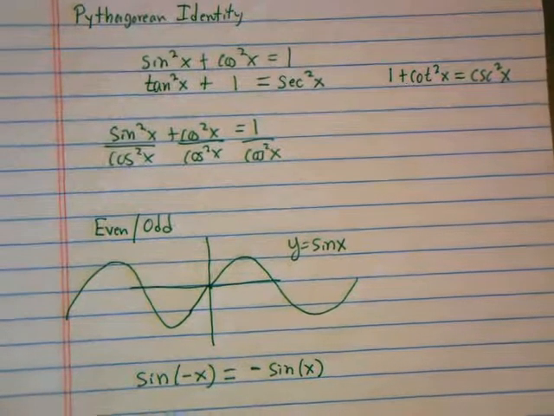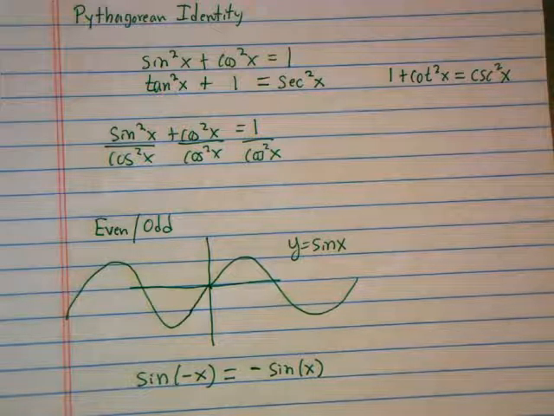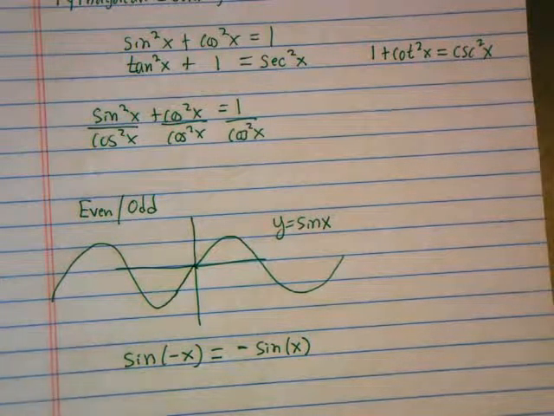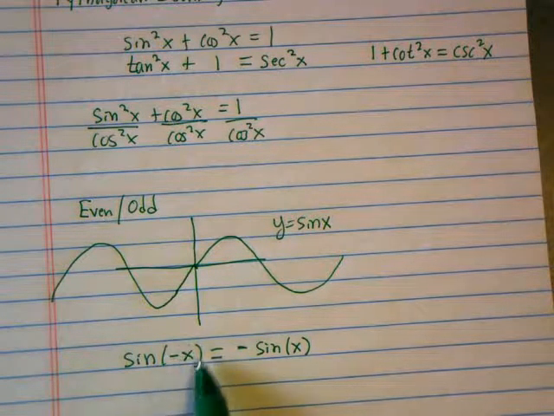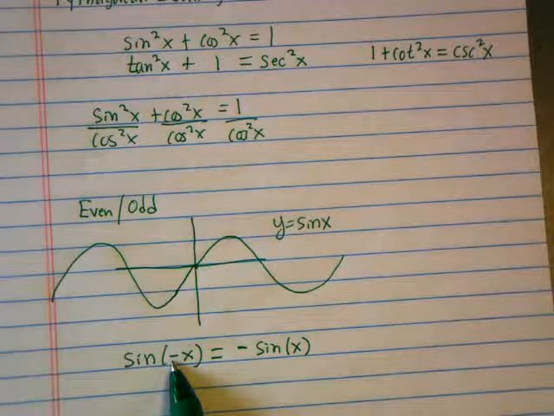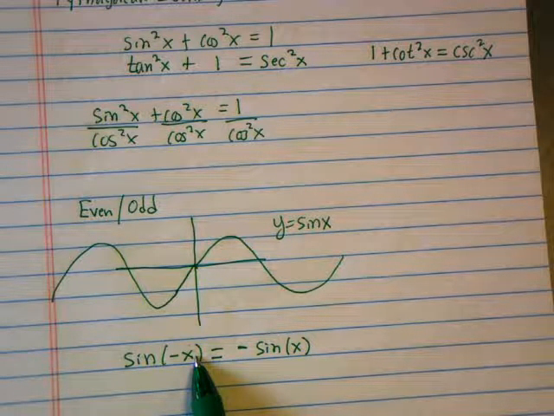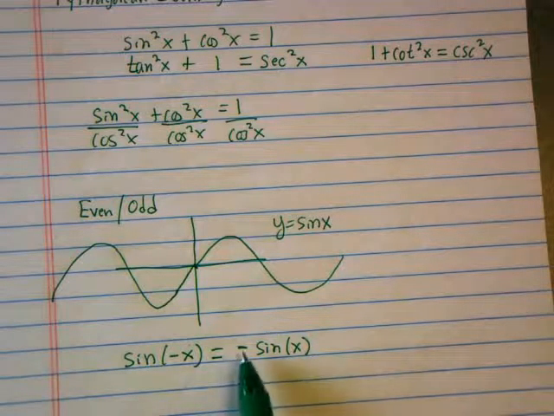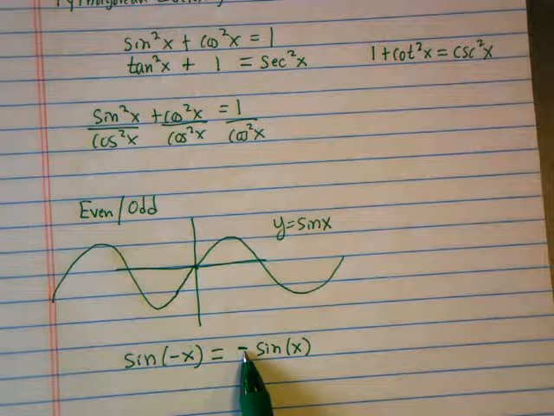We did this back in chapter 1, I think. And here's the deal, we kind of know this. What if x is negative 45 degrees? What's the sine of negative 45 degrees? Well, where's negative 45 degrees? In quadrant 4, and in quadrant 4, sine is negative.